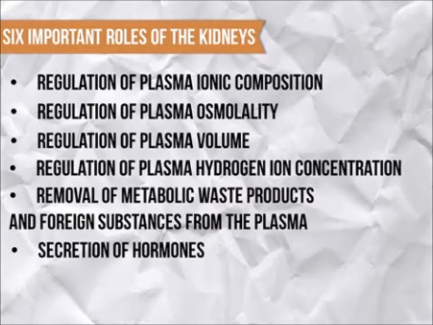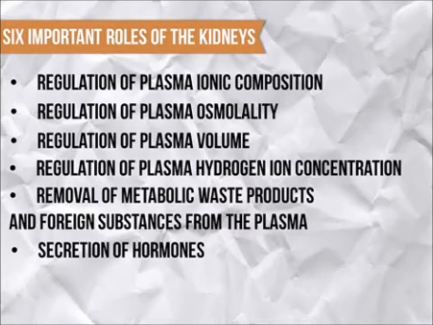Fifth, removal of metabolic waste products and foreign substances from the plasma. One of the most important things the kidneys excrete is nitrogenous waste. As the liver breaks down amino acids, it also releases ammonia. The liver then quickly combines that ammonia with carbon dioxide, creating urea, which is the primary nitrogenous end product of metabolism in humans. The liver turns the ammonia into urea because it is much less toxic.